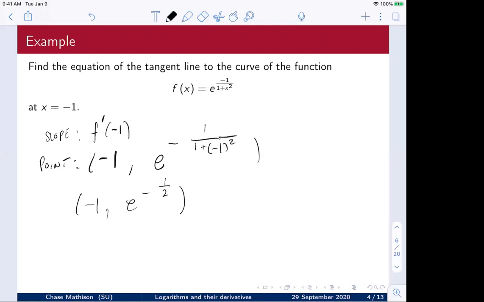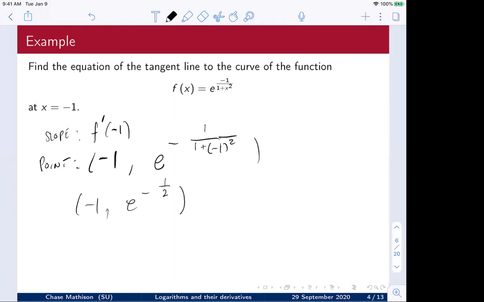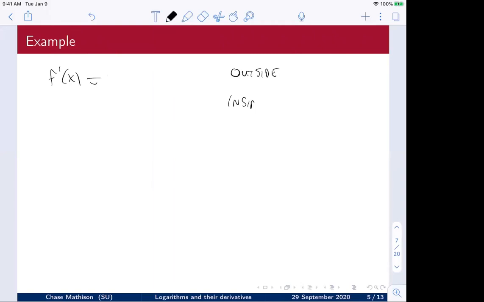First, we'll find f prime of x. Well, f of x is a composition, right? It's a big funky composition. So there's an outside function and an inside function. We'll look at what's the inside function.